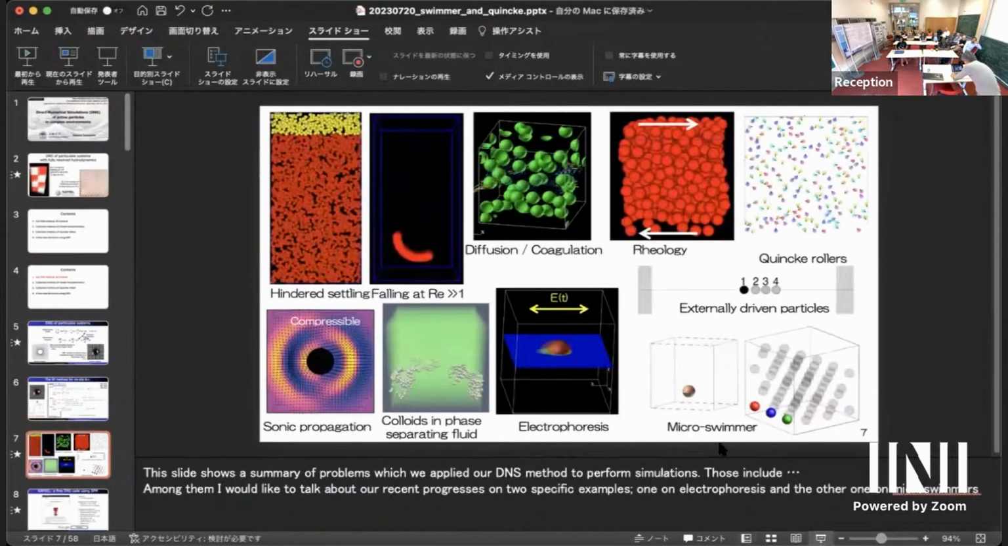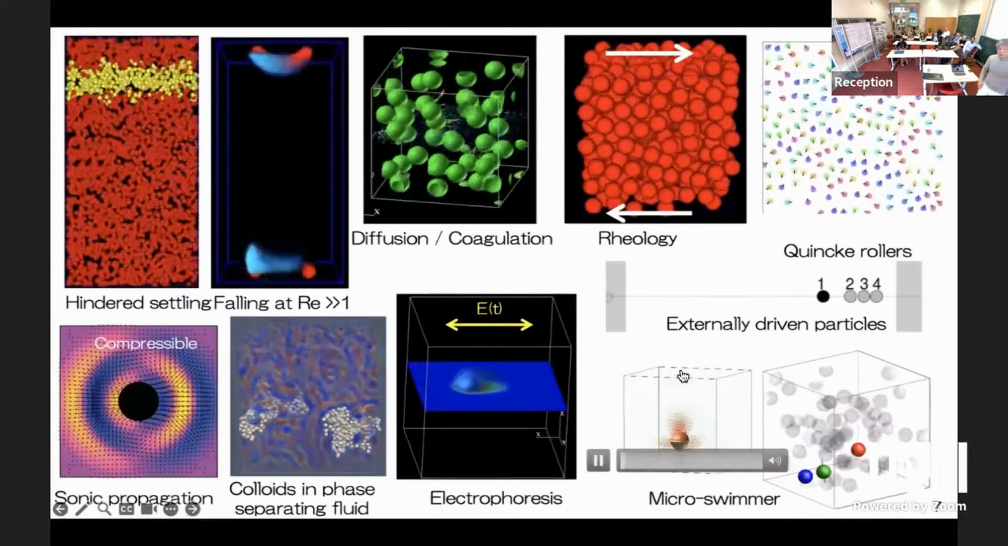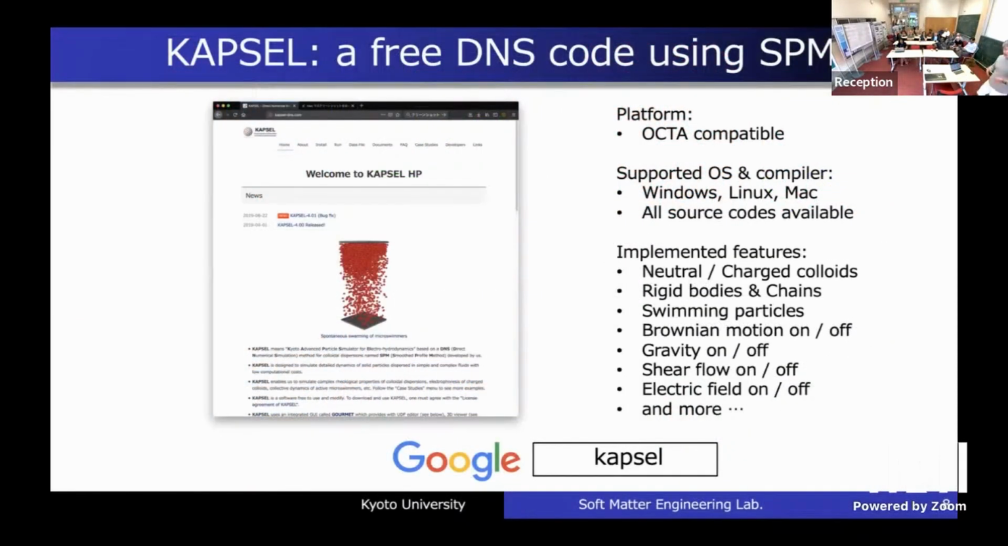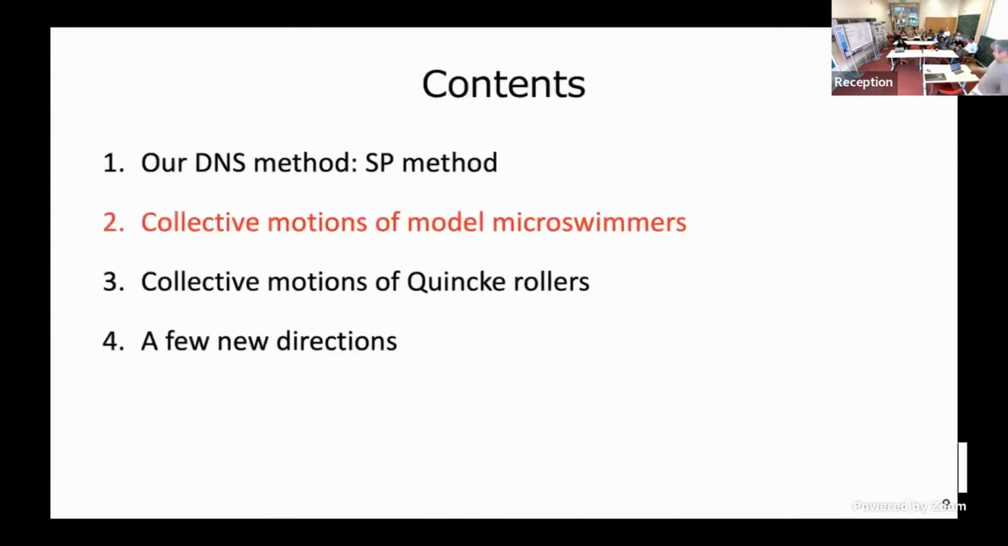So this is a visual summary of what we have done and used for our method to simulate. We have developed the code, and we are releasing it as openly available code on the internet. With this name, if anyone is interested in this code, you can reach the entire source code from here. Okay, so this is the method.